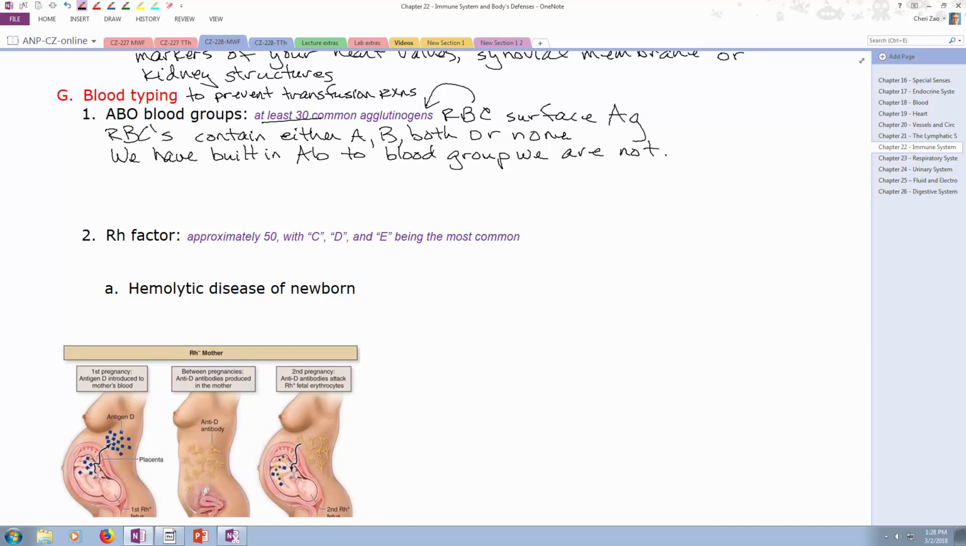If we are type O, we have antibodies floating around in our bloodstream to type A or B blood. And if we are AB, we don't have antibodies to A or B because that would fight our own cells. So A is antigen, B is antigen, and anti-serum is referring to the antibody in the bloodstream.